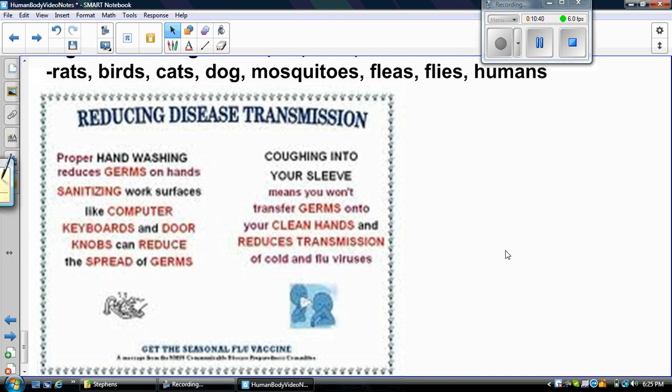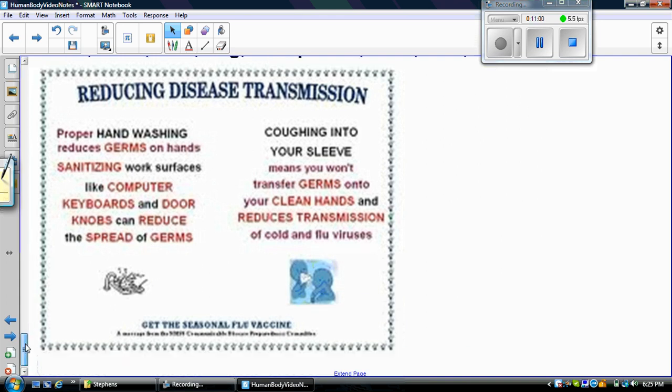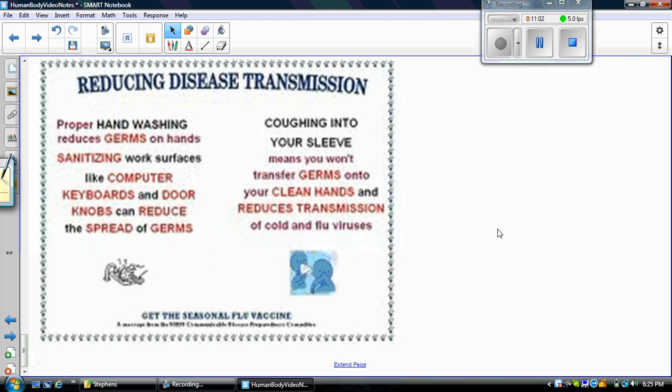Okay, we've talked about this before when we had the H1N1 outbreak of the flu: coughing into your sleeve and not your hands. That means the germs won't be put on your hands, they'll be put on your clothes, which is a lot harder to transmit. So just some good basic rules on how to prevent transmitting diseases. Okay, well that concludes our notes on the nervous system and immune system.